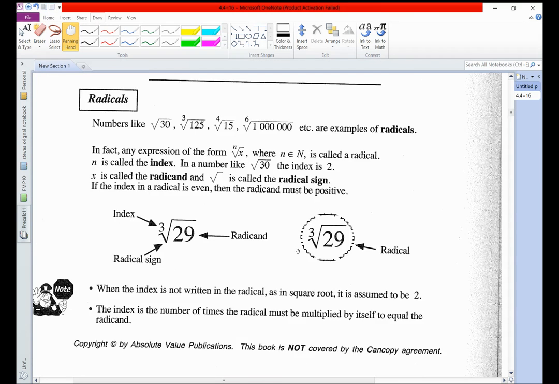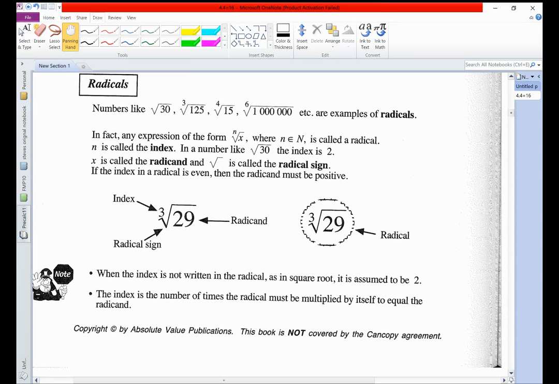Radicals. So this whole unit is on radicals. Numbers like the square root of 30, the cube root of 125, the fourth root of 15, and the sixth root of a million are all examples of radicals. So any expression in the form n root x, where n is a natural number, is called a radical. Natural numbers means 1, 2, 3, and up. Where n is called the index.